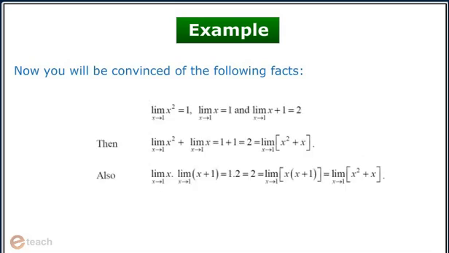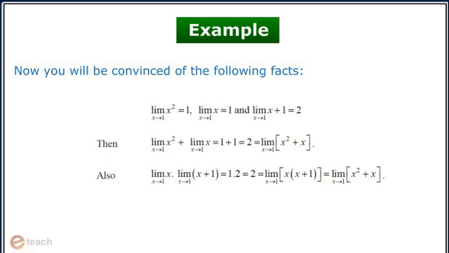The limit as x tends to 1 of x squared equals 1. The limit as x tends to 1 of x equals 1, and the limit as x tends to 1 of x plus 1 equals 2. Then the limit as x tends to 1 of x squared plus the limit as x tends to 1 of x equals 1 plus 1, which is again equal to the limit as x tends to 1 of x squared plus x.